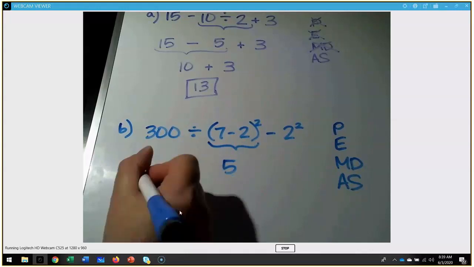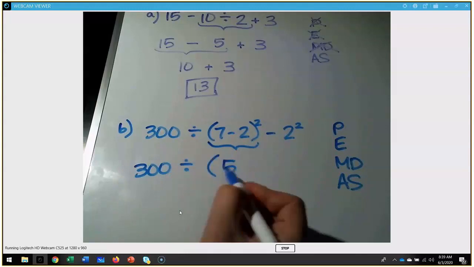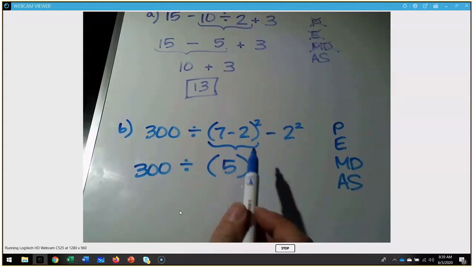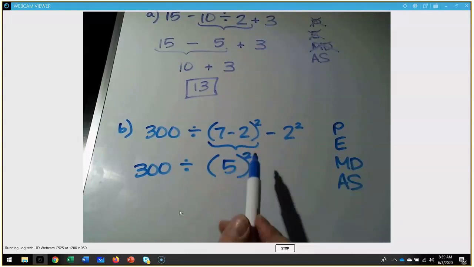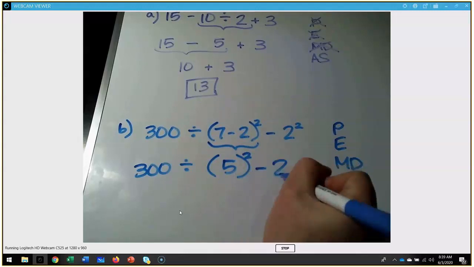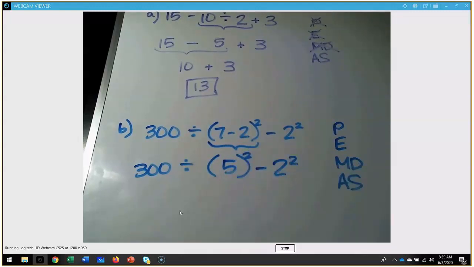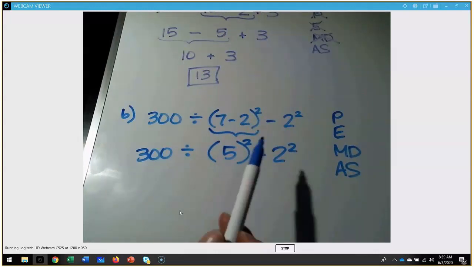So the 300, division sign. I'm going to keep these parentheses around the 5 for now because it had an exponent attached to it. If that wasn't the case, I could have dropped the parentheses. And then the minus 2 squared. And parentheses stuff is now done.